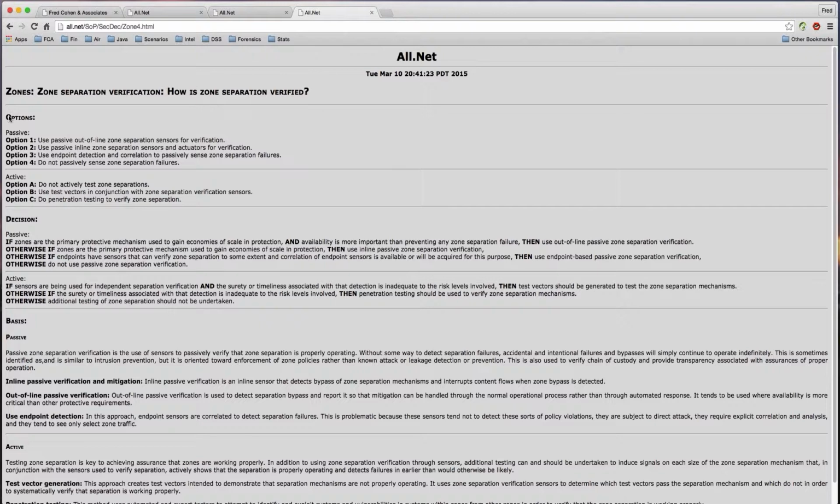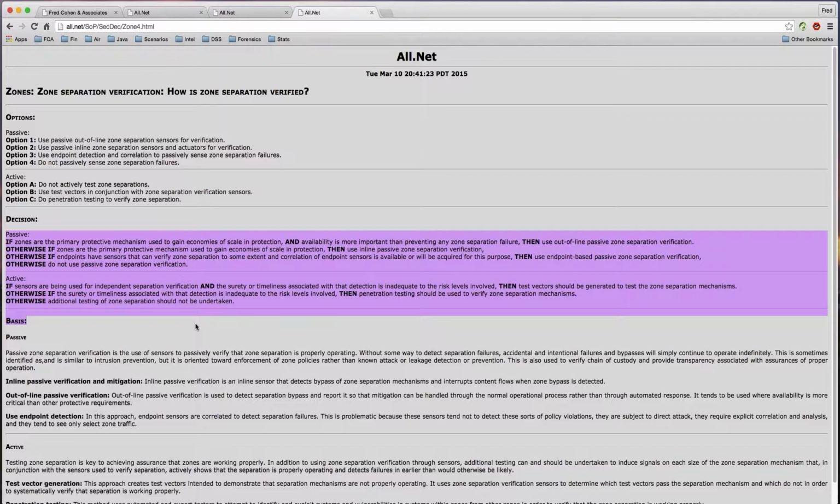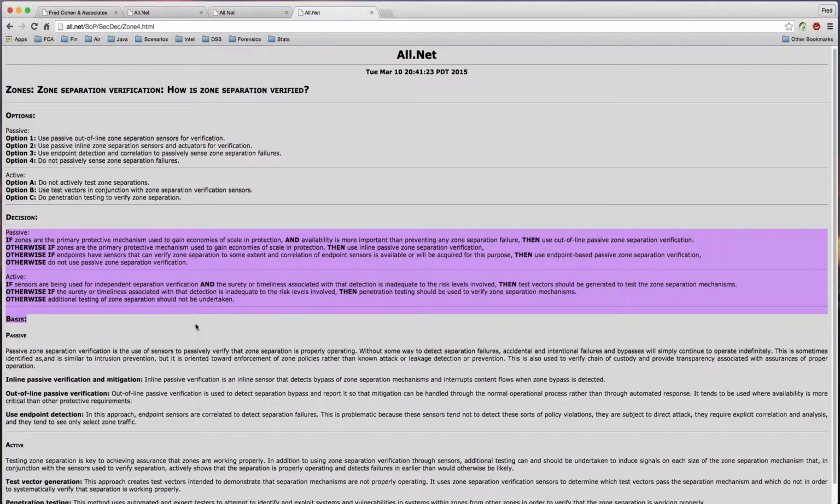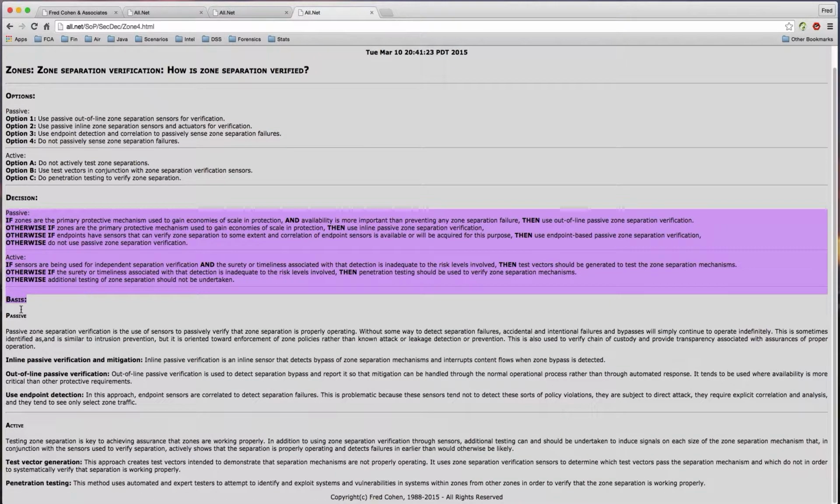For each element, it has the issue and the question, a set of alternatives. Here are the alternatives. A decision. You can see the decision in this case is a conditional, fairly complex conditional, depending on situation. And then the basis for that decision. That is why you would make this choice. And that's just going to be true for each of them.